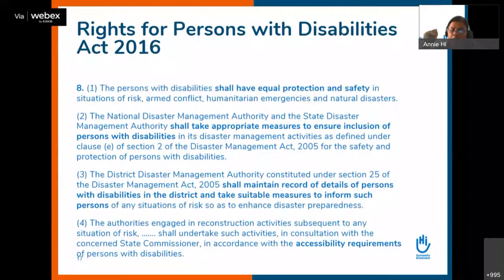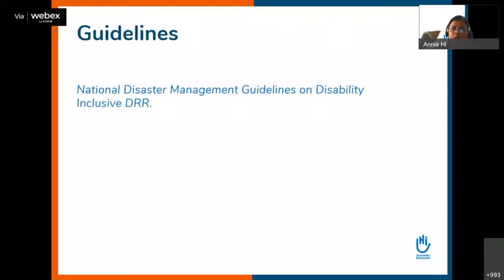So what I'm trying to say is that the act is there, the plans are there, the will is there. The question is how. We also have very strong guidelines, which is the NDMA guidelines on disability inclusive disaster risk reduction. I'd encourage you to have a look at it. It has a very interesting framework where it has categorically and very clearly defined the responsibilities of the different levels: at the block level, this is what can happen, what should happen. At the district level, what should happen. At the panchayat level, what should happen.